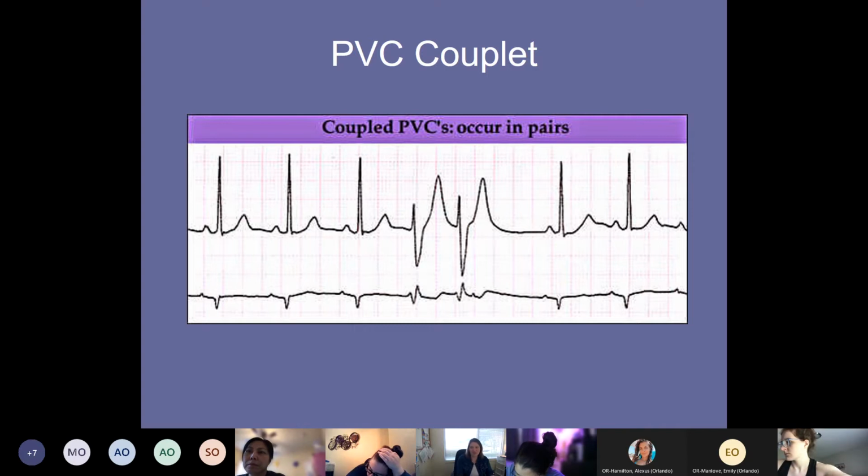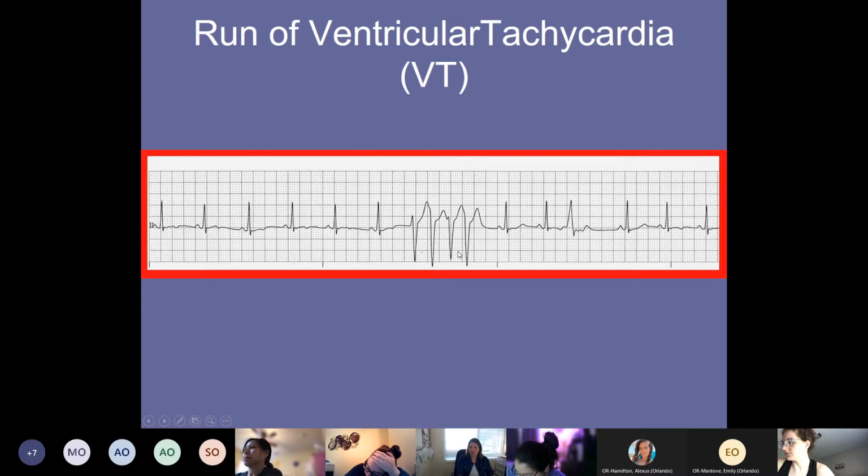This is a PVC couplet. What's the underlying rhythm? We've got a P wave, QRS, T. Sinus rhythm. You got it. Sinus rhythm with a PVC couplet. Run of VTAC. VTAC is 3 or more PVCs in a row.